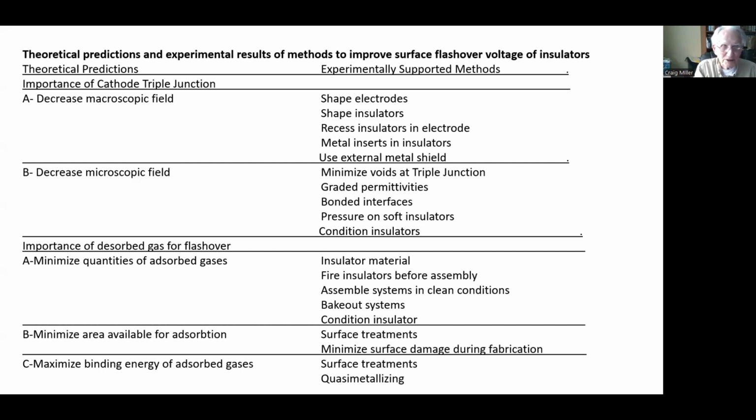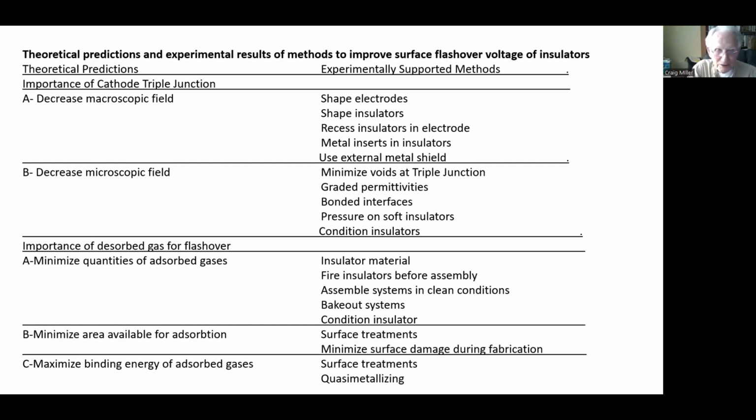And again, the importance of burning off weak points. Again, the importance of desorbed surface gas for flashover. Minimize the quantities of the absorbed gas. For the insulator material, some materials absorb more than others. Fire the insulators before assembly, which you can do effectively mainly with ceramics. Assemble systems in clean conditions. This is always important. Bake out the systems; even organics can often be baked, say, at 100 degrees, while ceramics are typically baked at 300 or 400. And condition the insulator again.